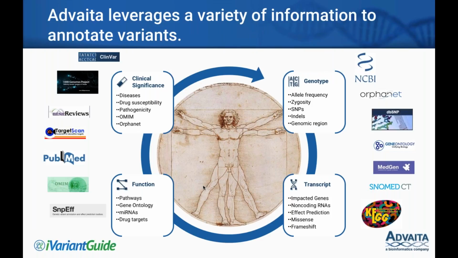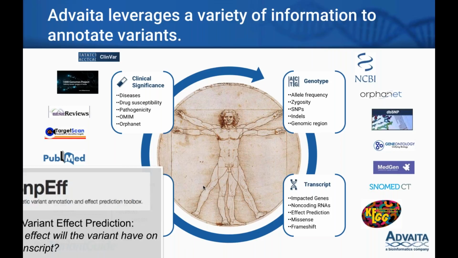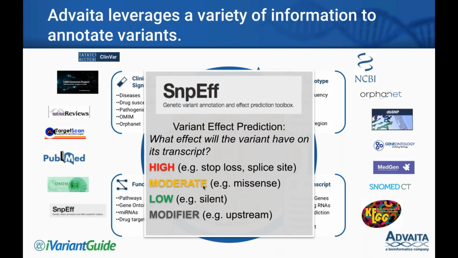This is a quick overview of the annotations that iVariantGuide provides. I'm not going to go through all of them for time, but what I want to say is that we go all the way from transcript level annotations up to phenotype level annotations. So we have sources from ClinVar and OMIM, as well as dbSNP and TargetScan. And I want to talk a little bit about SnpEff, which is where we get our variant effect prediction from.